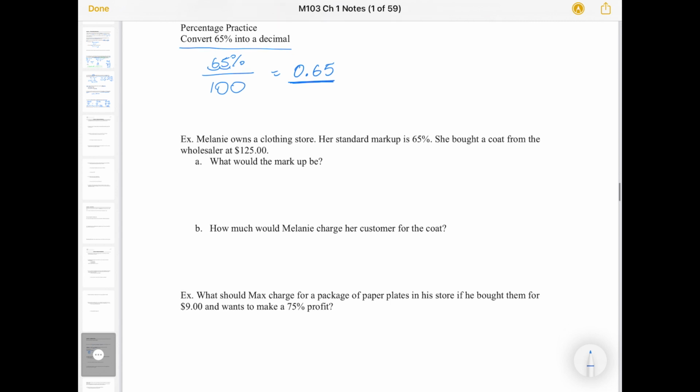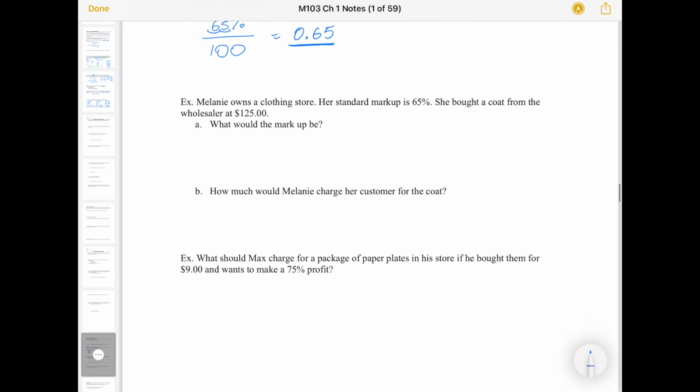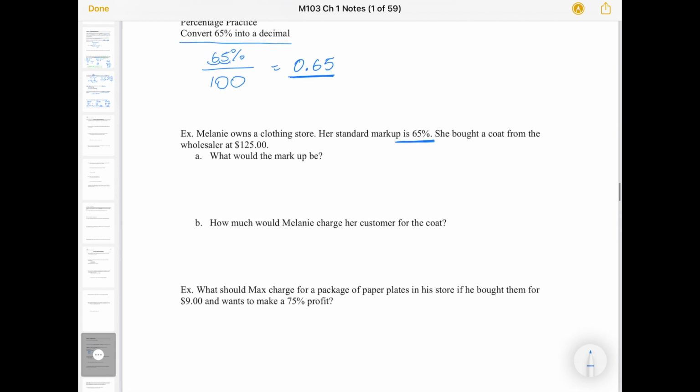So Melanie owns a clothing store. Her standard markup is that 65%. So 65% divided by 100 is going to give us 0.65. That's the number I'm going to have to use. She bought a coat from the wholesaler at $125. So this is a fancy coat. What would the markup be? The markup is 65% of the wholesale price, so I'm going to write that out first: 65% of $125.